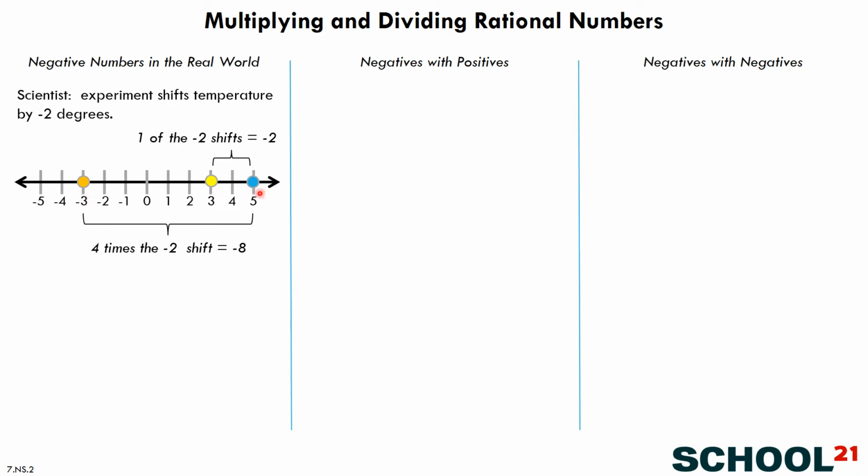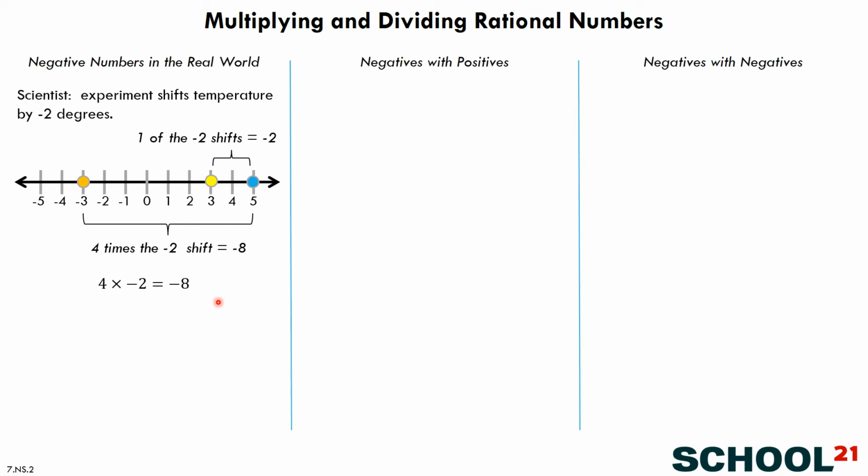Let's just make sure that's true. 1, 2, 3, 4, 5, 6, 7, 8. Okay, yeah, so that's true. So does this statement make sense? 4 times the -2 shift equals -8. Yeah. But that's a lot to write, isn't it? Let's write this in math. Does this look like the same statement? 4 times -2 equals -8?